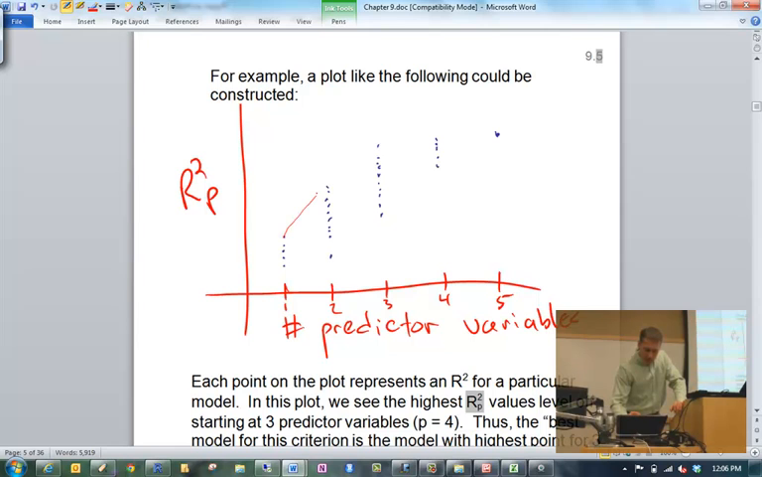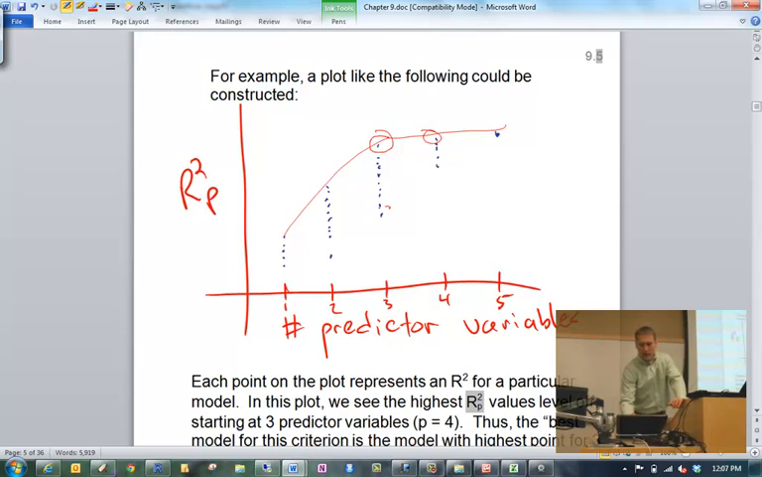Notice if I were to draw a line on top of here, you can see how things are starting to level off once you get to 3 predictor variables. What then that suggests is that maybe this model here, or maybe even this model here, might be good to consider further.